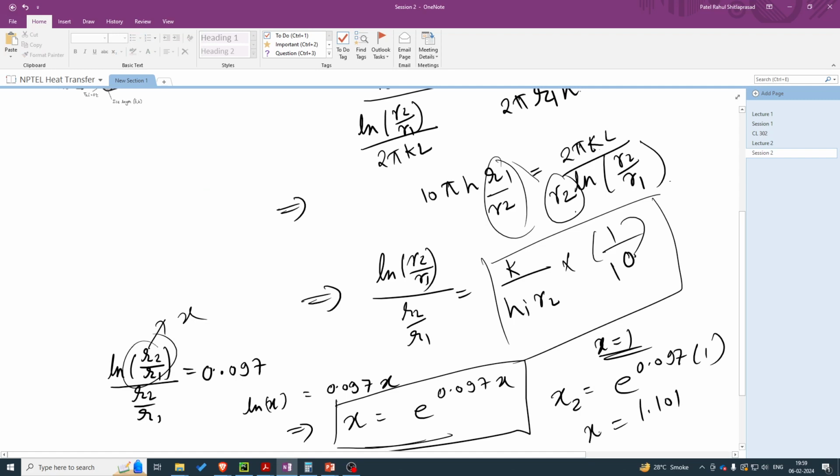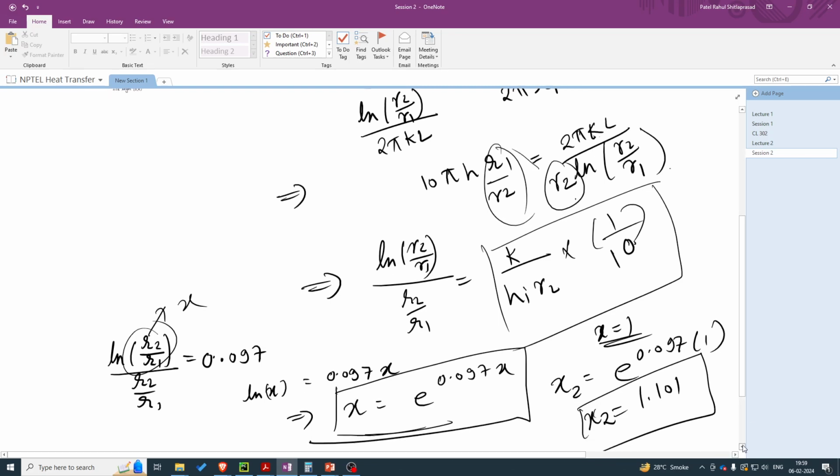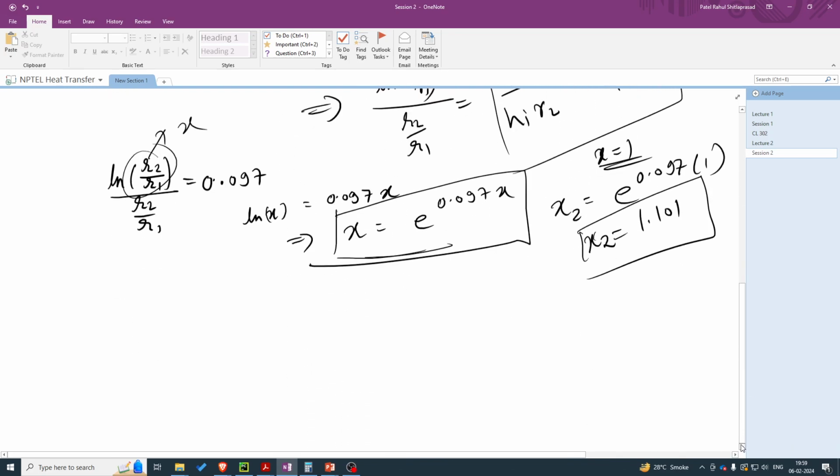1.101 is our x2. So basically the ratio, we will only use the first iteration. If you keep on increasing the iteration, this value will eventually converge to some fixed value. So that will be our ultimate x2. So x2 was nothing but R2 upon R1. We found the value is 1.101.